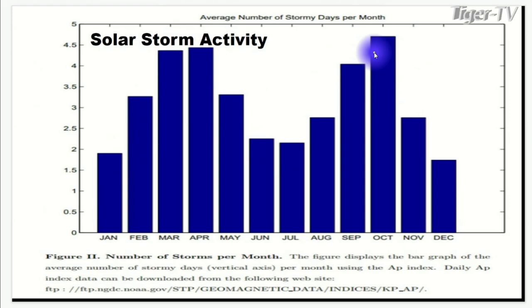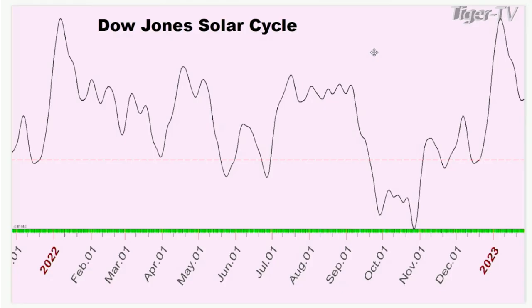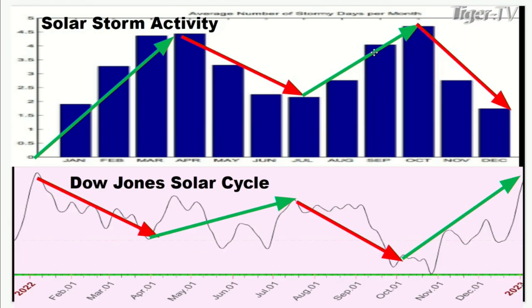So I'm going to give people a hint here. This is an actual solar cycle of the Dow Jones, historical going back to the early 1900s. And what we find is that these two charts are inverse. These two charts are inverse. So the more that the sun releases these solar flares, the lower the market goes. And it is exactly correlated.